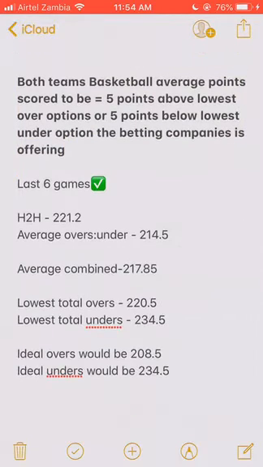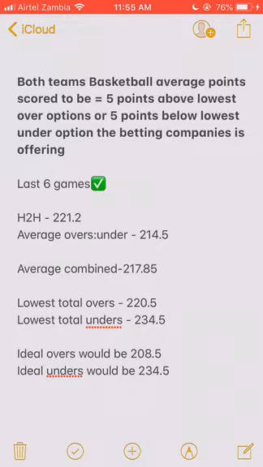This is it. Okay, both teams' basketball average points scored, not conceded, scored. They have to be 5 points above the lowest over option that the betting company is offering you. Or 5 points below the lowest under option that the betting company is offering. Now, generally this works better for overs. Unders, to an extent, but you do need a little bit more work. So I prefer this for overs. But it works either way.